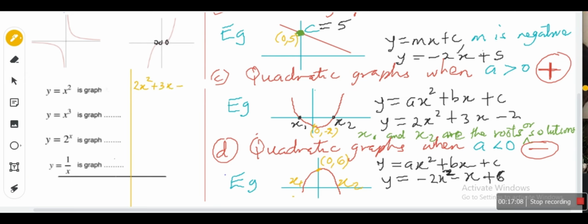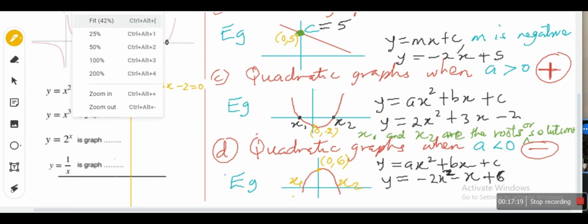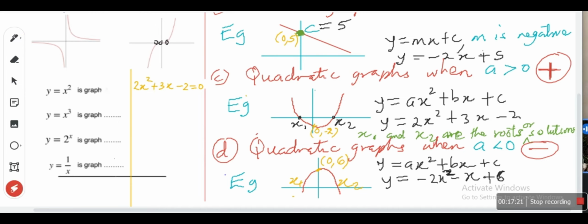Okay. 2x squared plus 3x minus 2 equals 0. You may need to really zoom in, maybe to 200%, to see it properly. I don't know if you can see where I put it in. Yeah, I can. Are you solving? Yeah. All right.